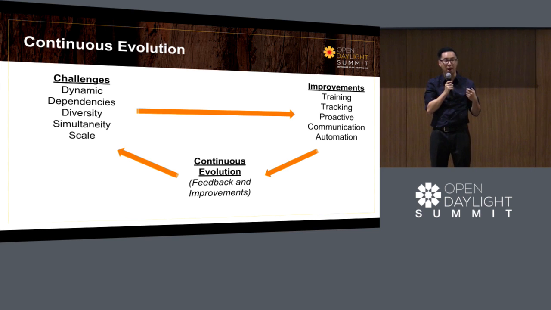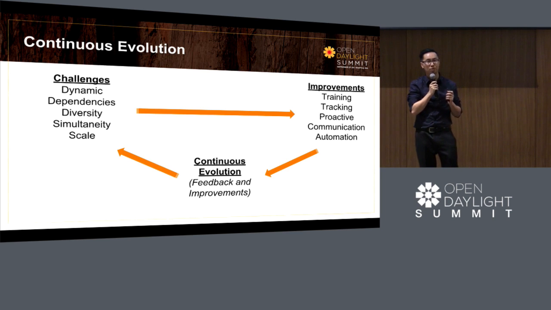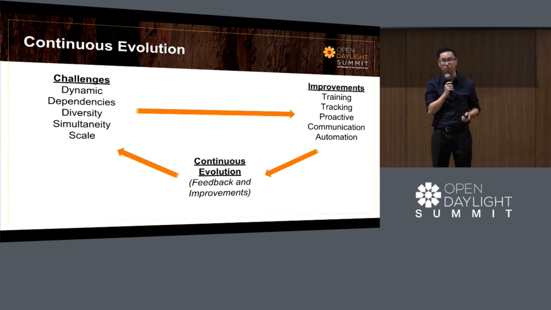OpenDaylight is also very diverse. Like I said, we have different types of developers, new and old. We have projects that are big and small. We have projects that are more mature, some that are relatively new to open source. So there's definitely problems with trying to manage all of that. And the other thing is scale. How do you scale OpenDaylight as it continues to grow?